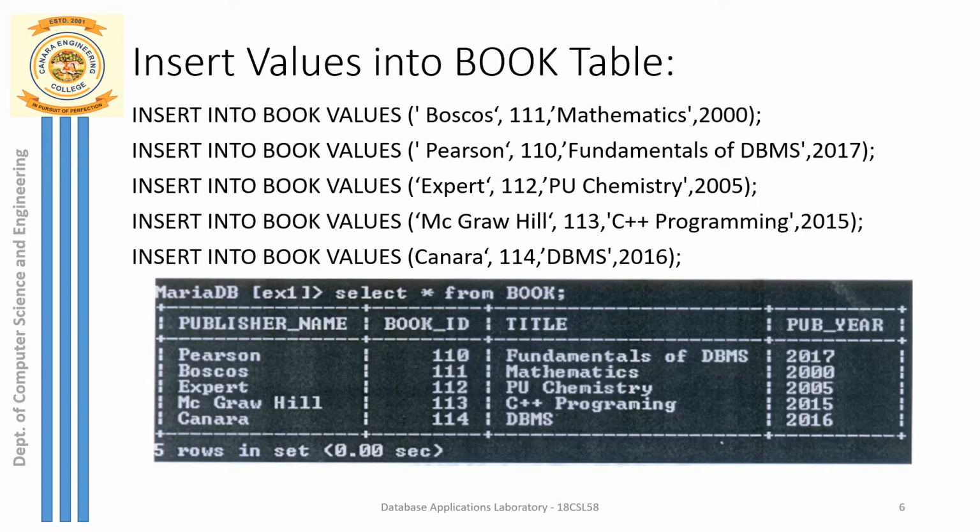We'll see the next table, that is book table. Again here I have inserted 5 rows into the table book, and here again book ID is primary key. You can note here, book table I had created by taking the first attribute as publisher name, the second attribute as book ID, the third attribute was the book title, and the fourth attribute was the publisher year. So these 4 attributes were in order while creating the table book. So the values also that you're entering should be in the same order.